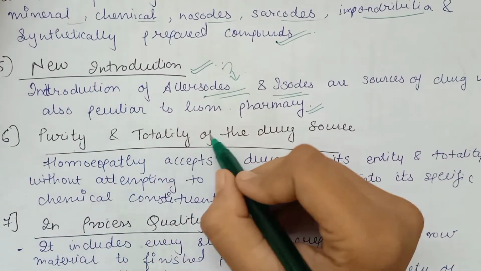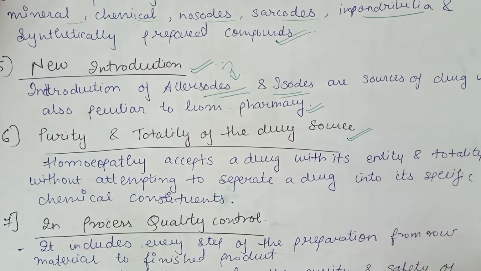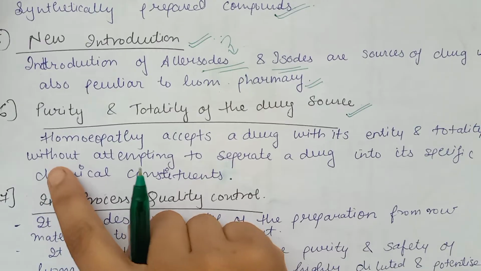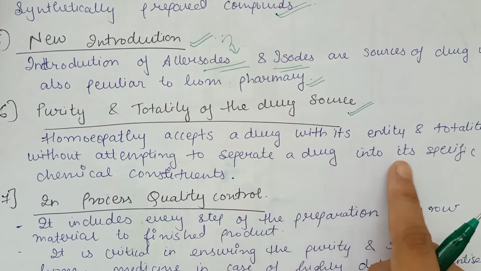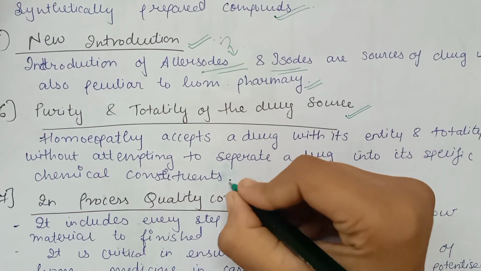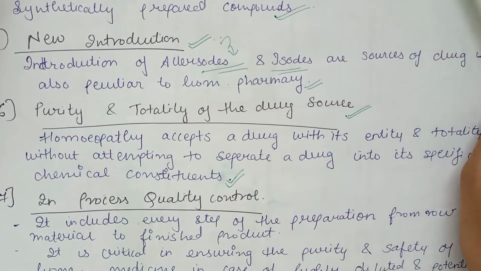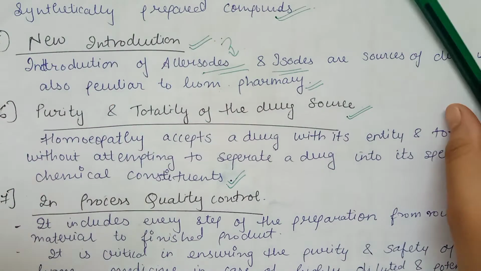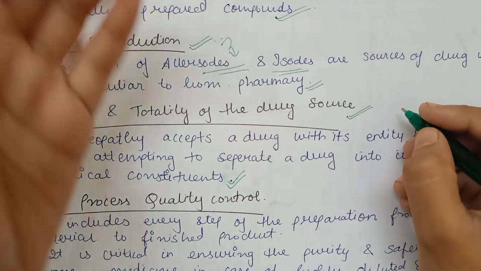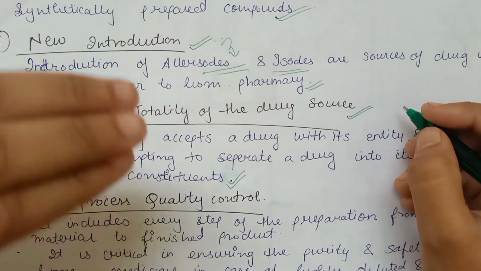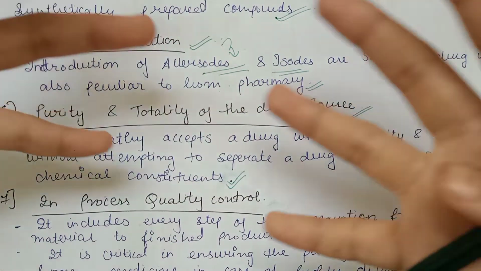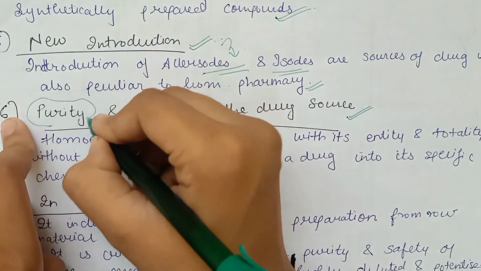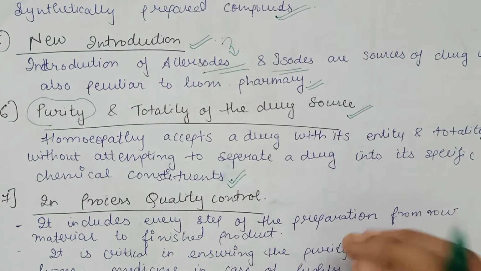Then purity and totality of drug source. What we do is, homeopathy accepts a drug with its entirety and totality without attempting to separate a drug into its specific chemical constituents. Means we don't combine anything to make any drug. We just take it in a natural form and we make medicine out of it. We don't compound anything. Okay, we purely take that particular thing and make a drug out of it.